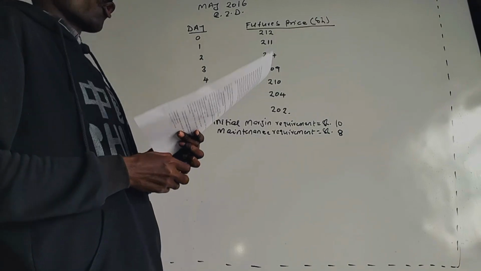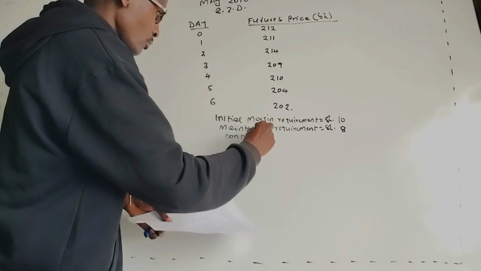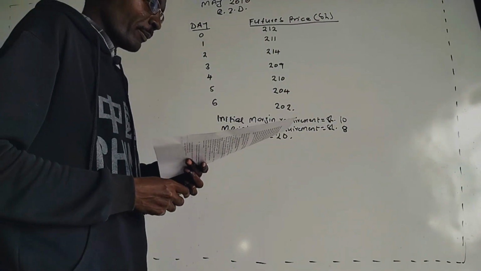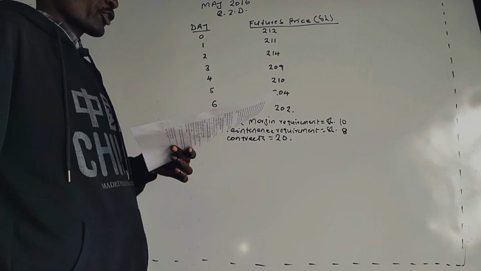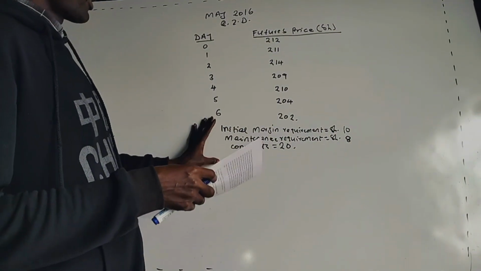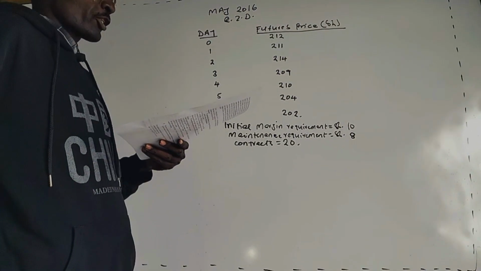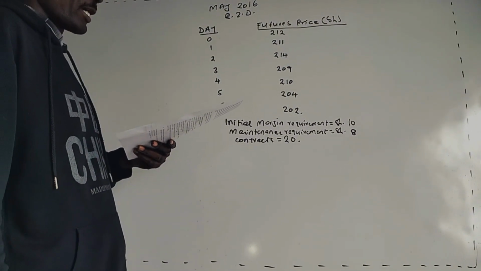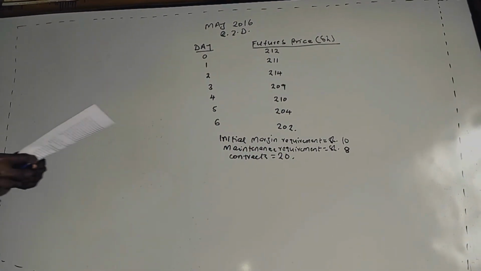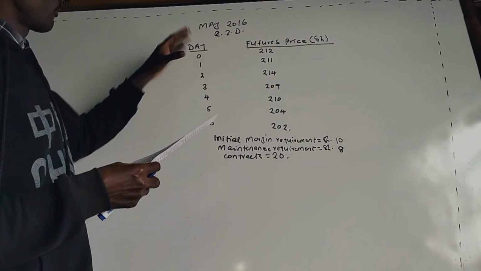An investor goes long 20 contracts and meets all the margin calls and does not withdraw any excess margin. So that is what you find here. These are very important. Now we are told to calculate the investor's total gain or loss by the end of day 6. I want to assume that you have the past paper, the original paper, and that you have this information.